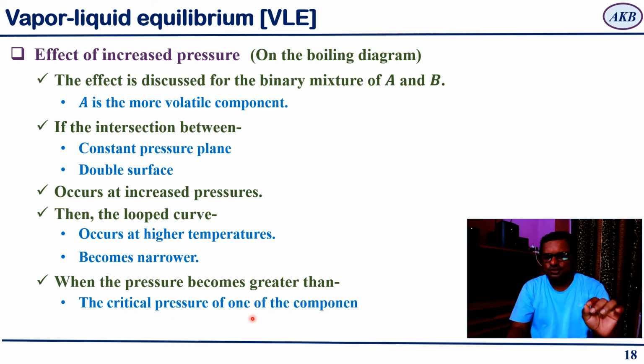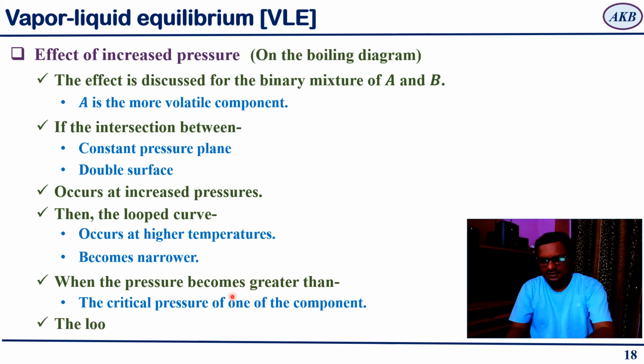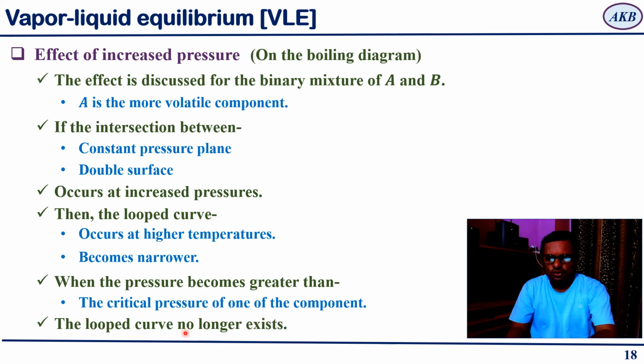Now in this process, you are increasing the pressure, and if the pressure becomes greater than the critical pressure of one of the components, either A or B, what happens? The loop curve will no longer exist and distillation is not possible in that case. The loop curve will not exist above the critical pressure of either of the components.